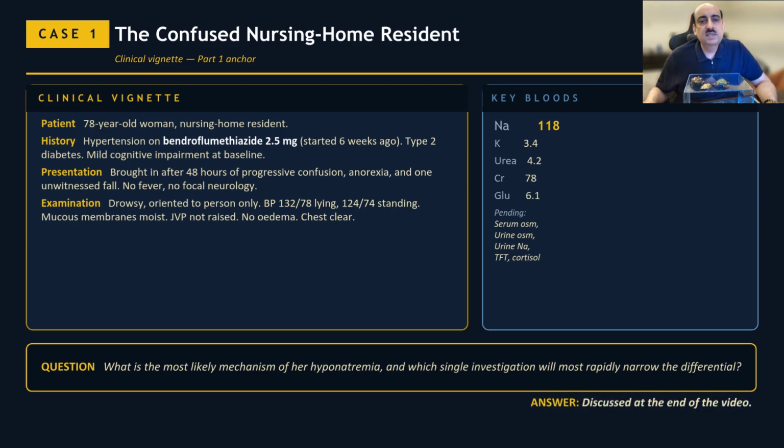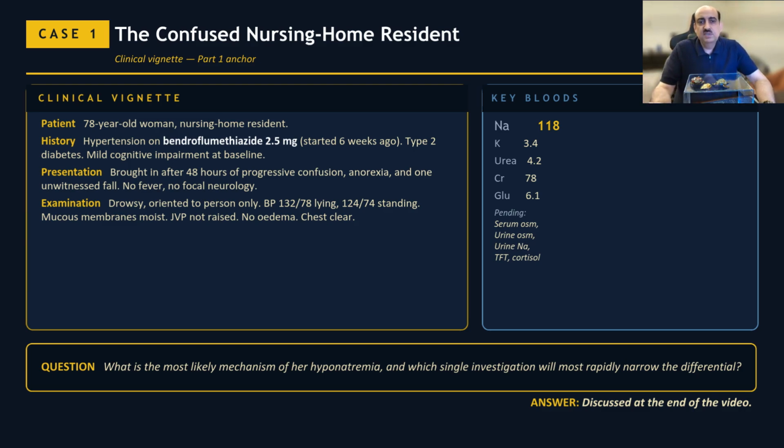So, our anchor case: a 78-year-old nursing home resident has been brought to the hospital with a 48-hour history of progressive confusion, anorexia, and one unwitnessed fall. There is no history of fever or any other neurological symptoms. She is hypertensive and has been on a thiazide diuretic for nearly 6 weeks. Otherwise, she is type 2 diabetic and has mild cognitive dysfunction at baseline.